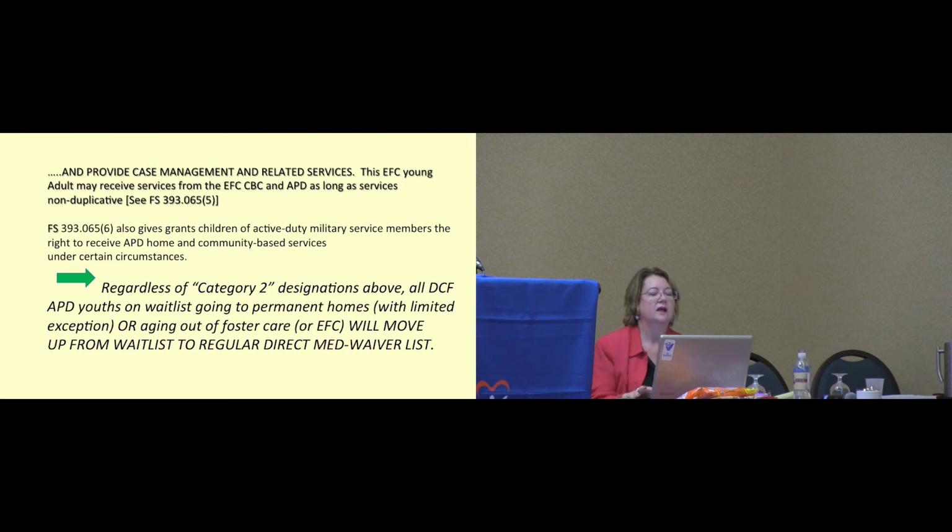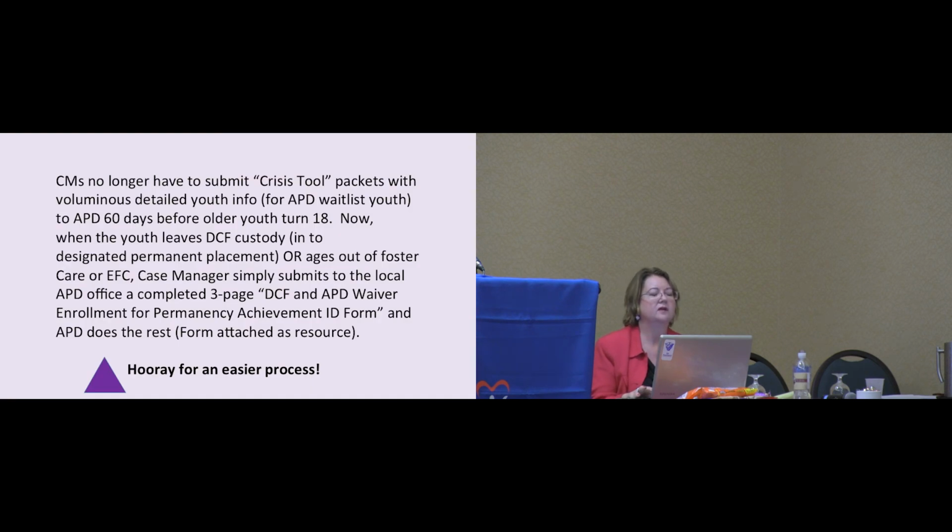Now, it was the rule for a long time that when older youth were getting ready to turn 18 and were on the APD wait list, the case managers and all the parties would have to collaborate and fill out a complex crisis tool packet to submit to APD. Now it's a much simpler process. When the youth leaves DCF custody, or ages out of foster care or extended foster care, when they get ready to turn 18, the case manager simply sends a form over to the APD regional office, and they take care of the rest and get them enrolled on the full waiver services. They're not on the wait list anymore. They do go to that higher Cadillac service.